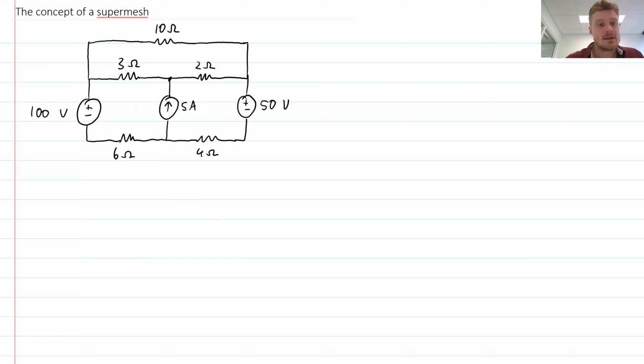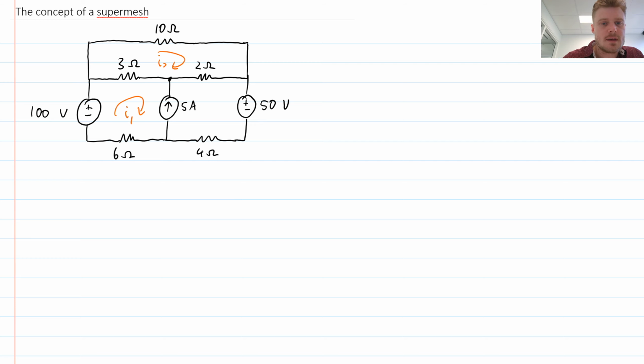Suppose that I'm analyzing this circuit using mesh analysis. So the first step is to label the meshes that I have. So I'll define a mesh current I1, I2, and I3, let's say like that. Then I would like to write Kirchhoff's voltage law around each of my meshes.